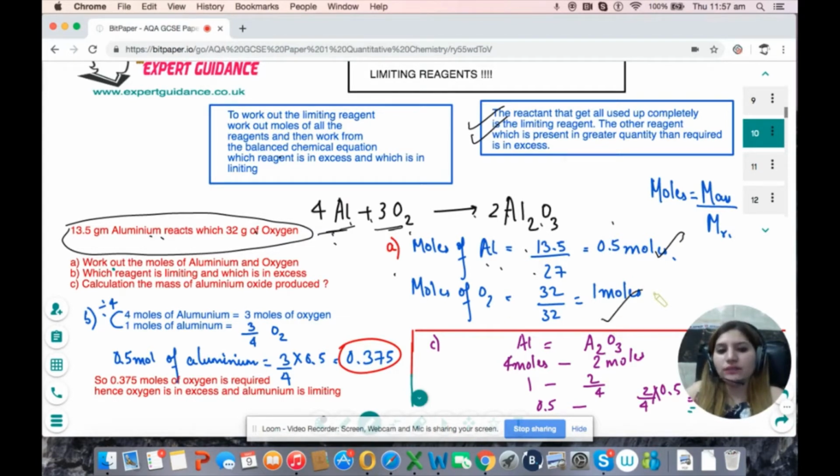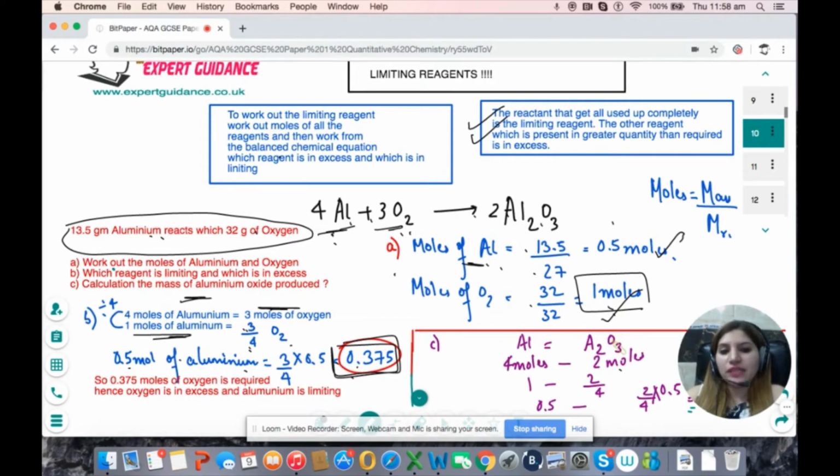Now, if you look at the equation, if you have 4 moles of aluminium, you require 3 moles of oxygen, right? So 4 moles of aluminium needs 3 moles of oxygen. If you have 1 mole of aluminium, you require 3/4 of a mole of oxygen. But the aluminium is half a mole, so you need just 0.375 moles of oxygen. And how much oxygen do you have? 1 mole. So the oxygen is in excess and aluminium is the limiting reagent. It will get completely used up.